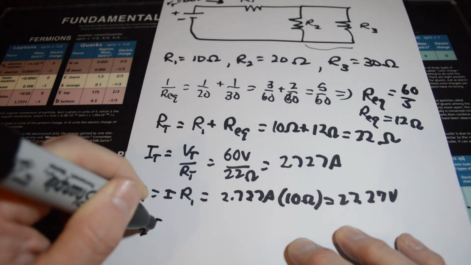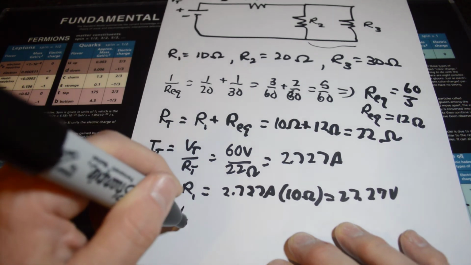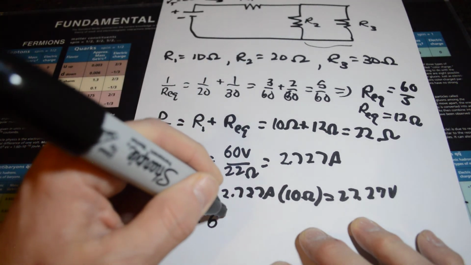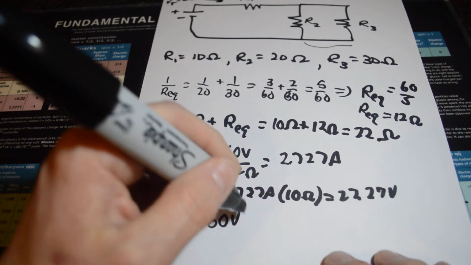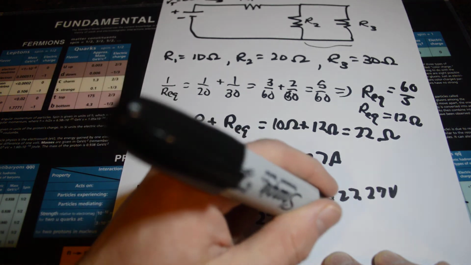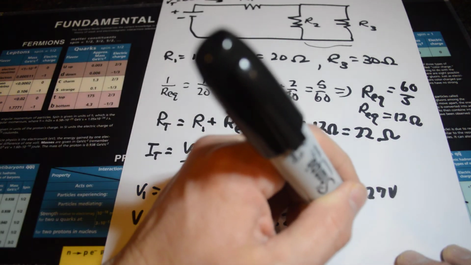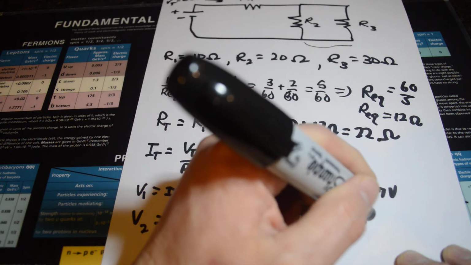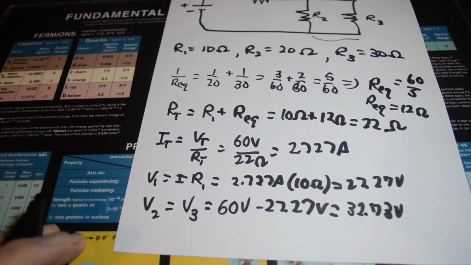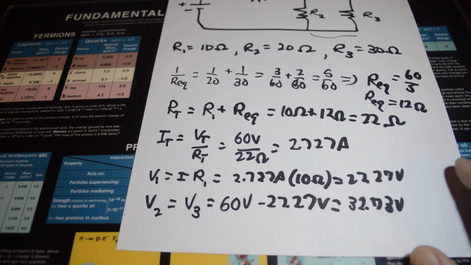What does that leave for the other 2? So the voltage for 2 has to be equal to whatever it is for 3, because those 2 are now in parallel, and it would just be whatever's left from 60. So 60 minus that, if you do that, that's going to give you like 32.73 volts.